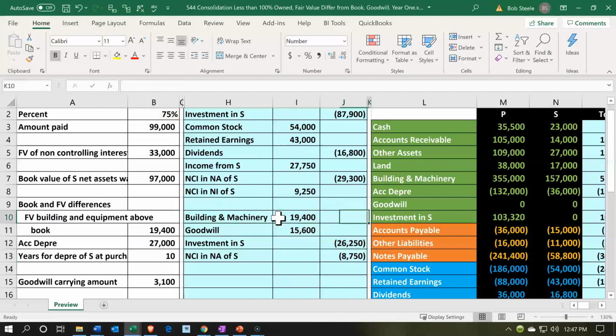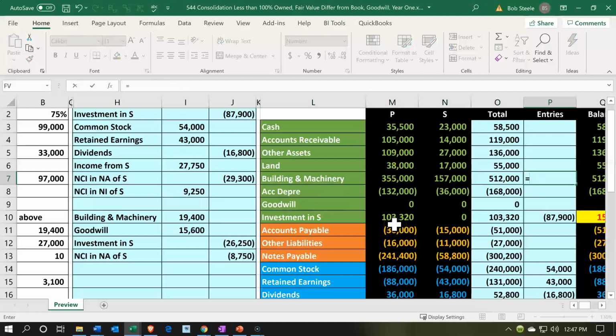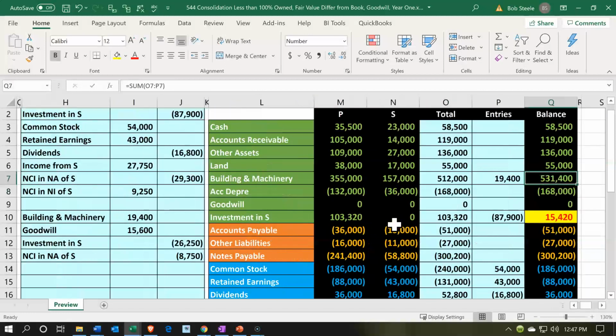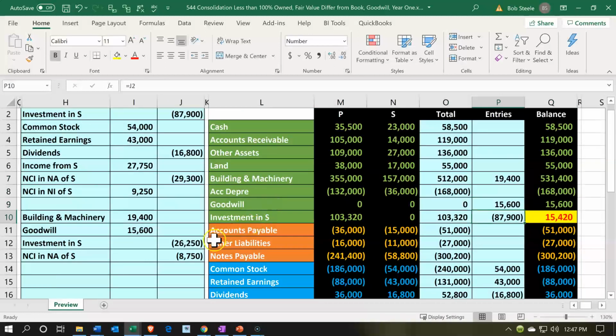So we're going to post it up. Like a center in basketball, we're posting here. Okay, we're in P7. I'm going to say this equals the 19.4, so we're increasing that. And then we have the goodwill. So goodwill in P9 equals, we're going to pick up that 15.6. And then we have the investment in S, so I'm going to say F2 plus F2. We're picking up that 26.2.